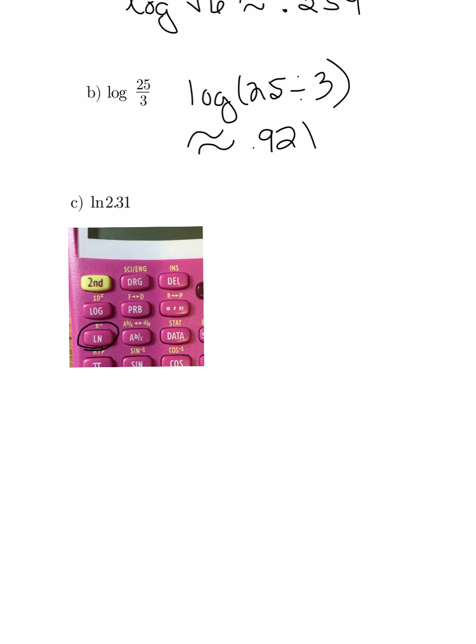To do the natural log of 2.31, we're going to use the key that says ln on it. It's right below the common log key. When you type that into your calculator, you should get ln with an open parentheses, put in the argument of 2.31, close your parentheses, and you should be getting 0.837 when you round to the third decimal place.